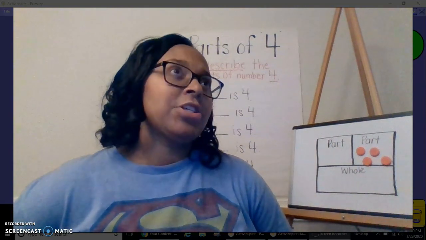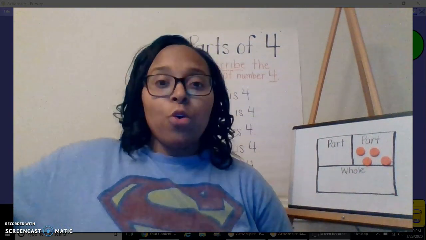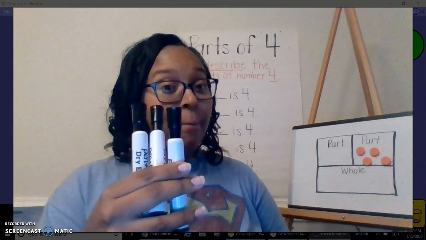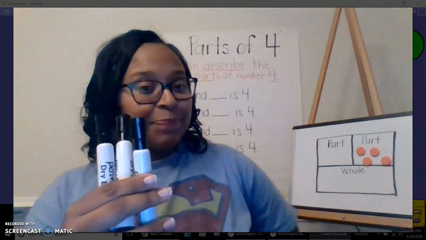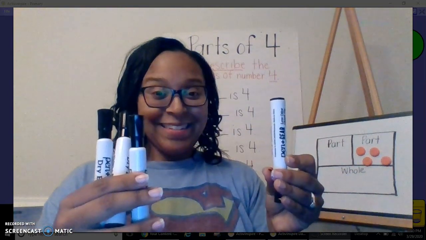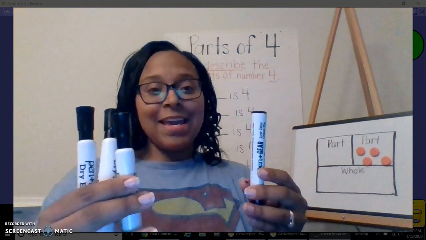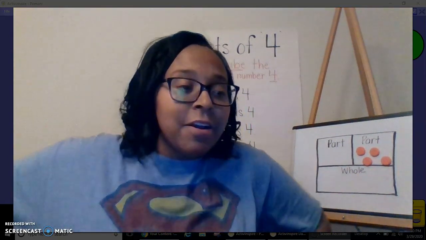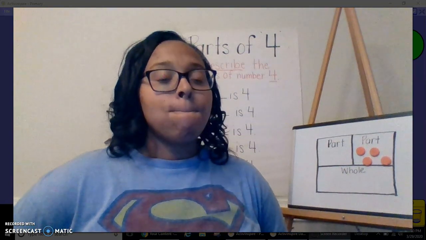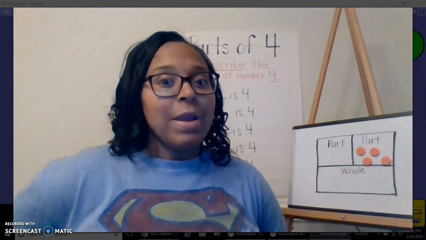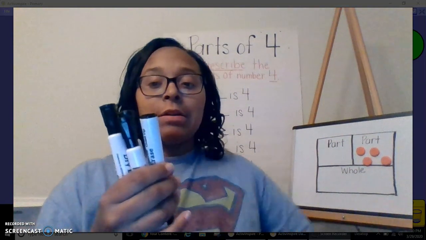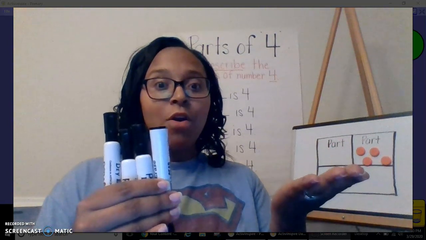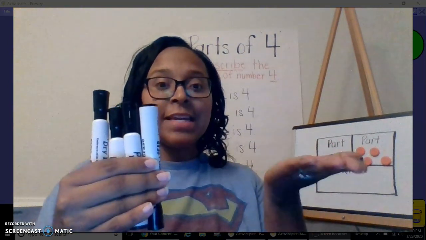What's another way I could show you? Oh, I know. I'm showing you 3. So how many are behind my back? Did you guess 1? Good job, friends. 3 and 1 is 4. And then there's another combination. If I show you all 4, that means I have 0. 4 and 0 is 4.